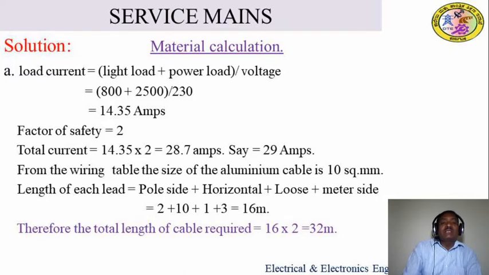As per this current rating, if you go to the wiring table, you will get the size of aluminum cable as 10 square mm. For 29 amps, 10 square mm is obtained. But if you look at the corresponding wiring table, this 29 amps current is not visible in that table.